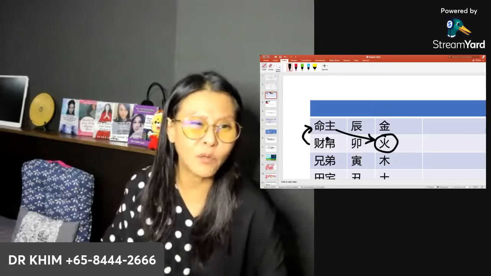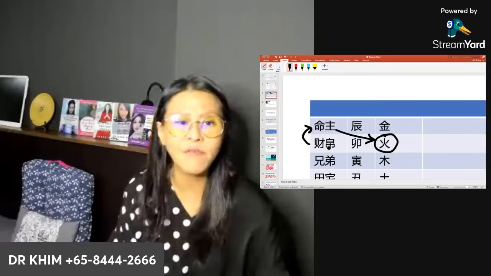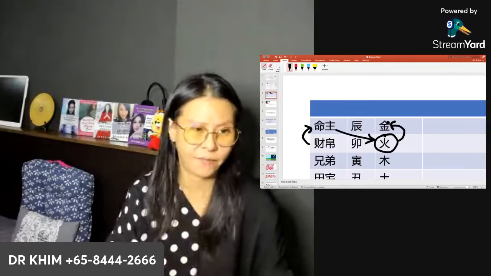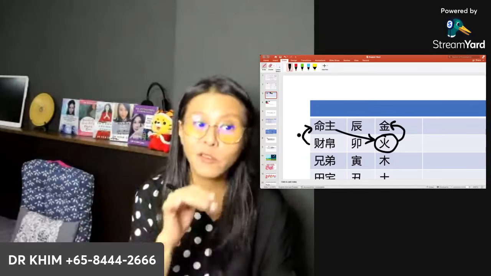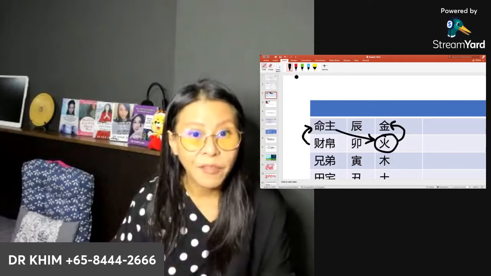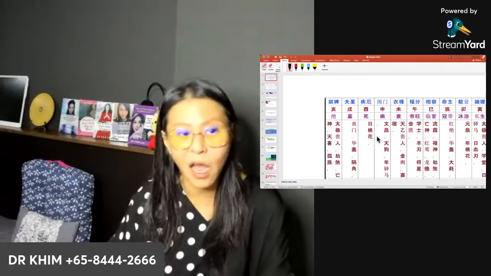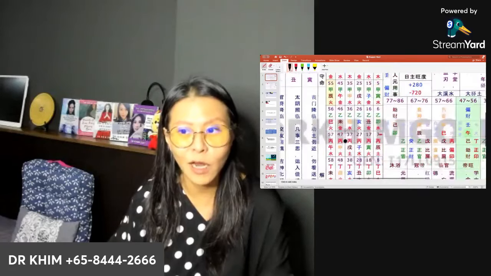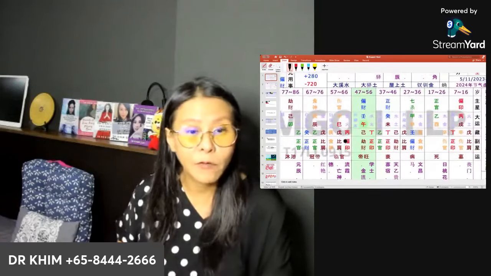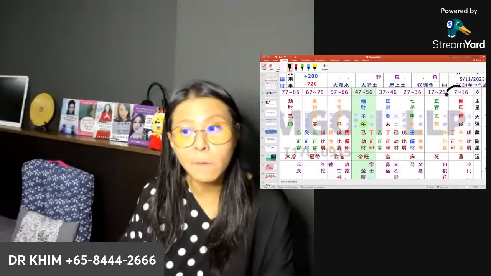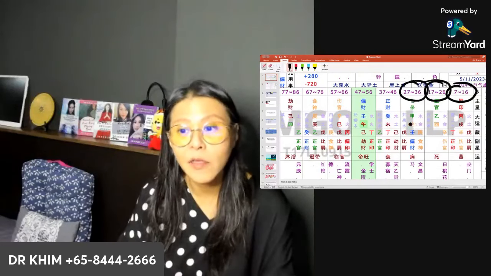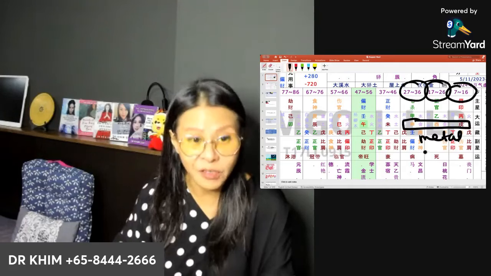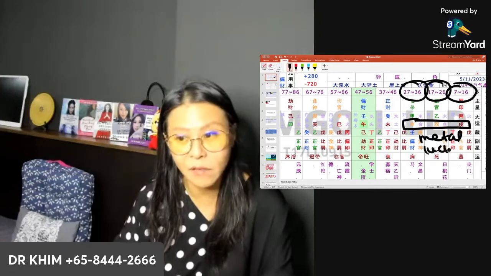Means the Mingzu is very, very stingy. Not really, because the fire counter matter is not strong enough. It's there, but not strong enough. But then the luck cycle, the fire comes. Oh, good, the bank account comes right here. Remember, you have the 10-year luck cycles. These are metal luck cycles, 30 years of metal luck cycle.